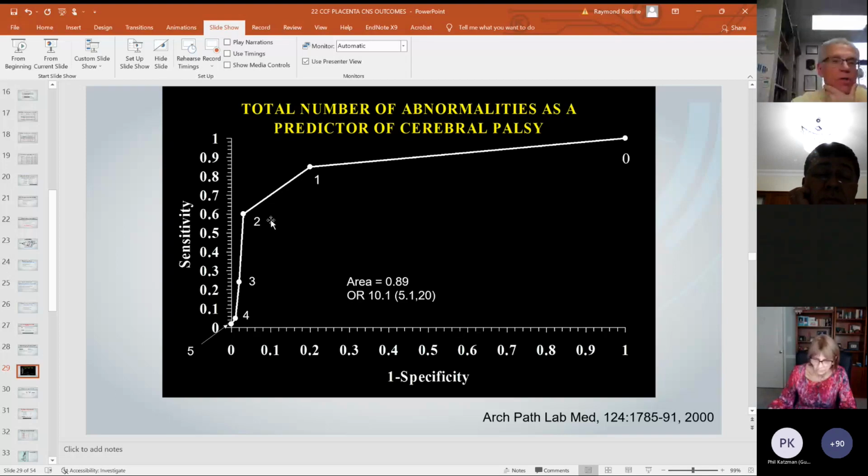But as you get multiple lesions, you can see that the sensitivity doesn't go down that rapidly. So you're still capturing over 60% of the cases with 2 significant lesions, and your specificity is much higher. So it's a pretty good lab test for cerebral palsy, seeing how many placental abnormalities you have.